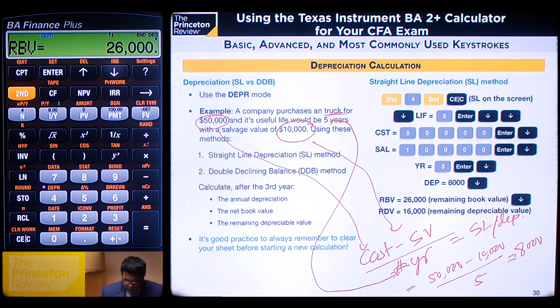And if we keep going down, RBV is remaining book value. After 3 years, you'd pay how much? 24,000. What do you think the remaining book value would be? 26,000. Look at this.